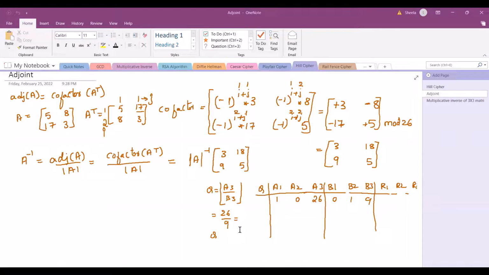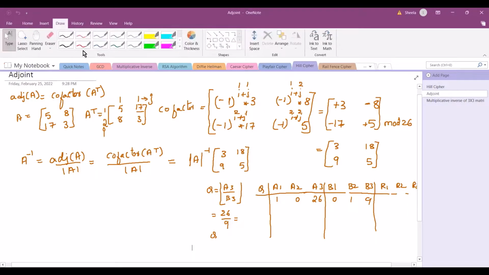So the quotient we get with respect to 26 by 9 is 2, and the remainder we get is 8. So according to that, we write the remainder R3 as 8 and the quotient as 2.